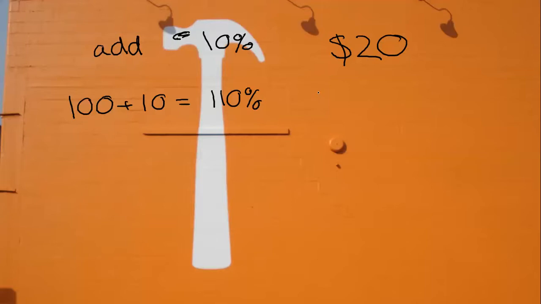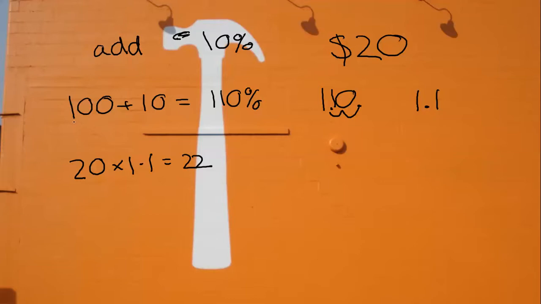Now, to work out what the decimal is of 110%, we do the trick where we grab the decimal point and we move it 2 places. So the answer is 1.1. So we're going to take $20, which is our starting price, and we are going to times it by 1.1. And that equals $22. So if the question is, what is a 10% increase on $20?